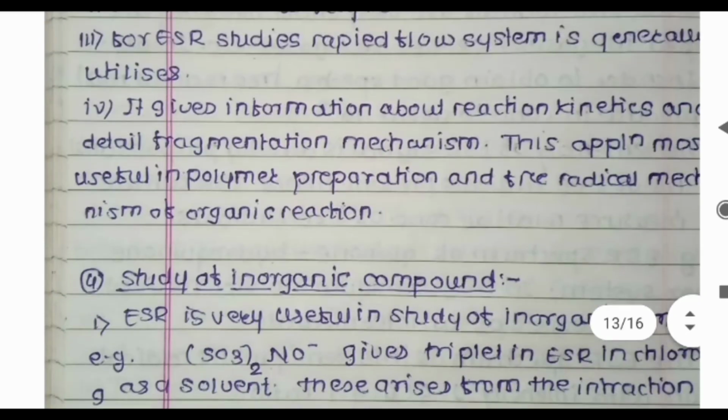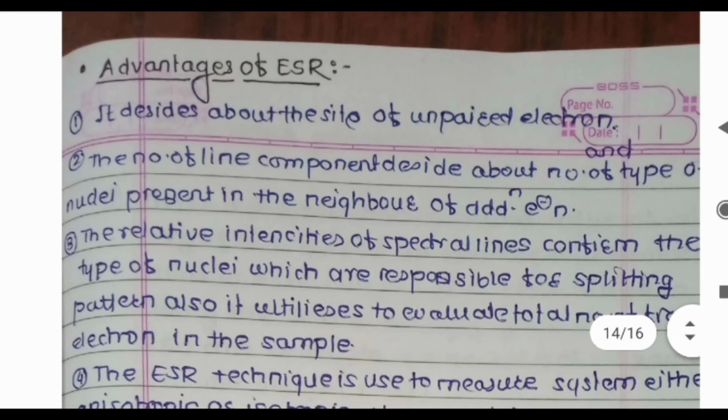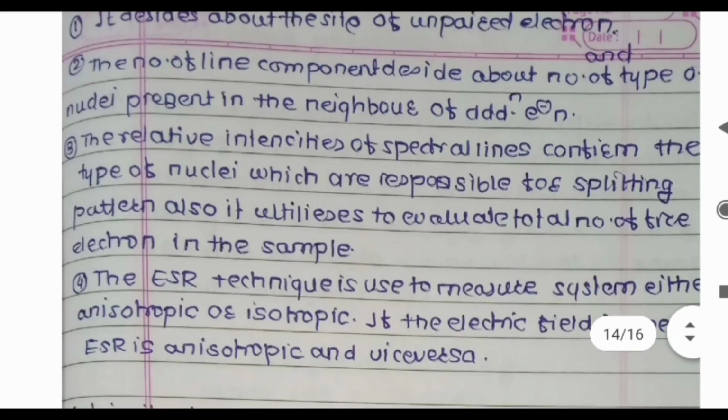One application is the study of inorganic compounds, the study of free radicals, the study of kinetics and reaction mechanism, and another one is the structure of radicals. Okay. Now the next point is the advantages of ESR spectroscopy. Electron spin resonance spectroscopy will tell us about the site of the unpaired electron.